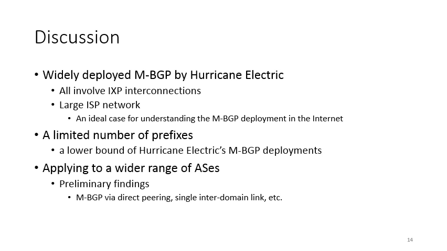The results in this paper are based on queries to a limited number of prefixes. This provides a lower bound of Hurricane Electric's MBGP deployments. We have been applying our methods to a wider range of ASs. The preliminary findings show that MBGP can be deployed via direct peering or even on a single interdomain link.